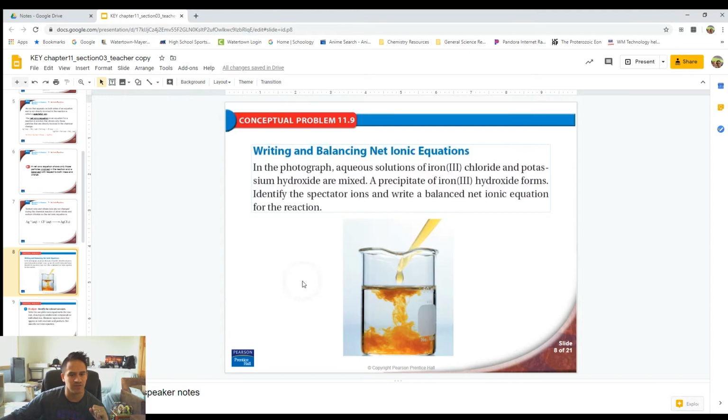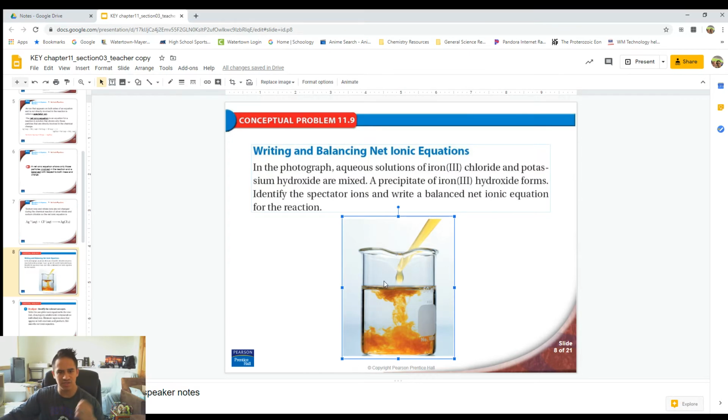All right, so let's take a look at our first example. It says, in the photograph, aqueous solutions of iron(III) chloride and potassium hydroxide are mixed. A precipitate of iron(III) hydroxide forms. So you can see this kind of cloudy looking stuff. That's a solid. It doesn't look like a solid because they're little particles that are all evenly dispersed throughout the liquid, but it is a solid. Okay, if you waited long enough, it would settle down to the bottom as a powder.